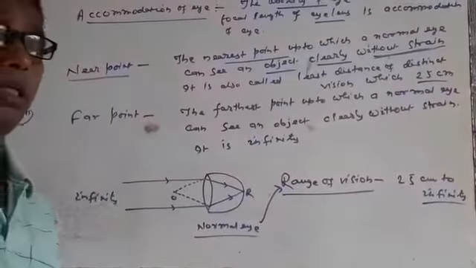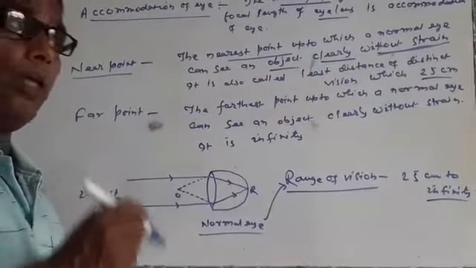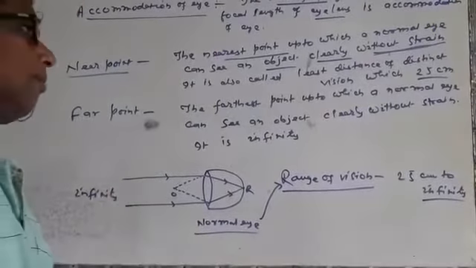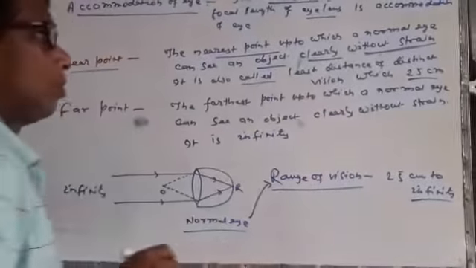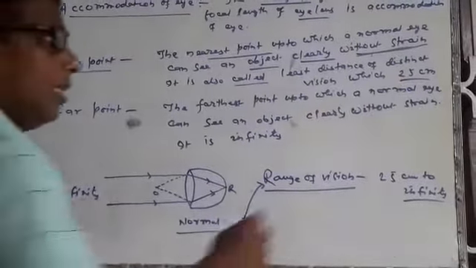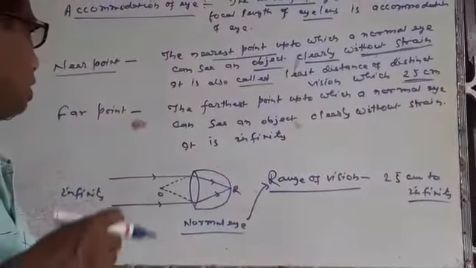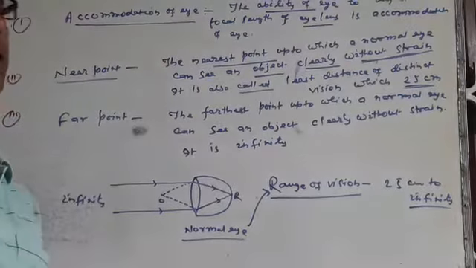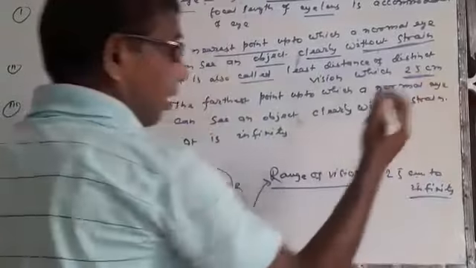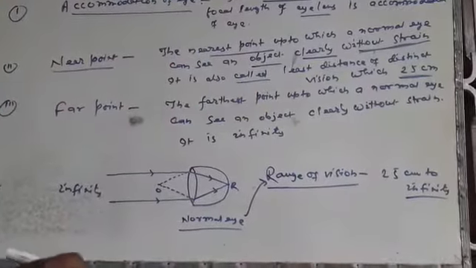If we are able to read the written matter in the book or copy, that will be the near point of a person. So this is different for different persons. It is also known as least distance of distinct vision, which is 25 centimeter. The average value of the near point is 25 centimeter. This was studied for various age groups of people, and it is found that this is valid for an adult. It may be more or less, but the average value is 25 centimeter.